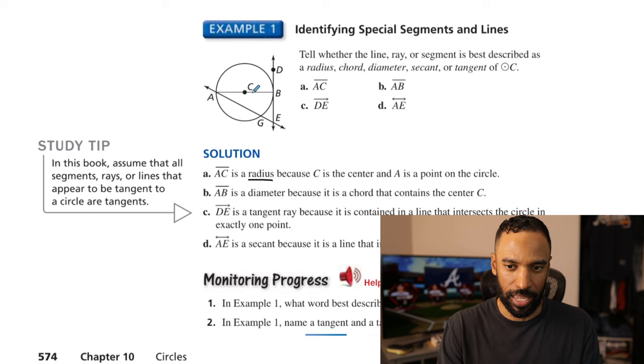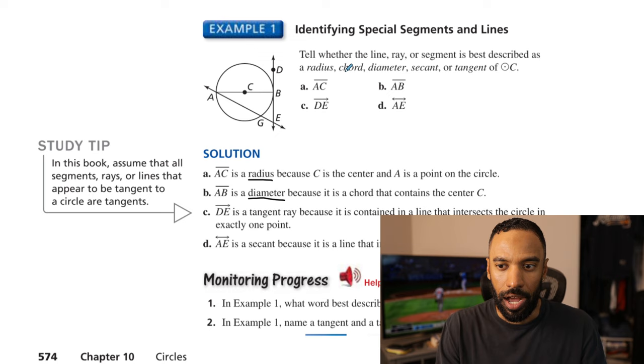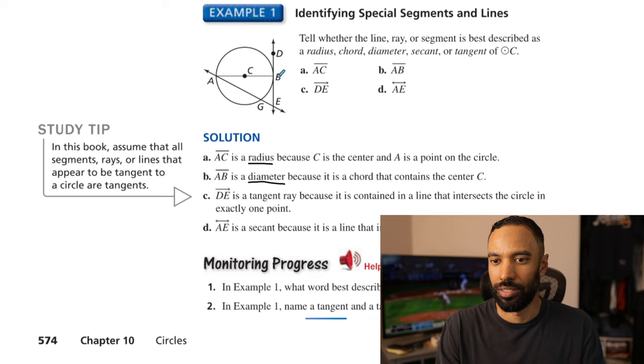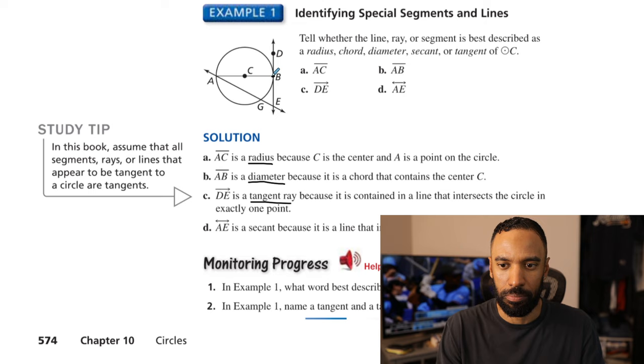So we know diameter is just that in general. Chord is probably new for you. That's a diameter. It's also a chord. But very specifically, it's a diameter. It says best described. Ray DE, from D through E, it's a tangent ray. Boom. It just hits at point B, that point of tangency right here. So that's known as a tangent ray on DE.